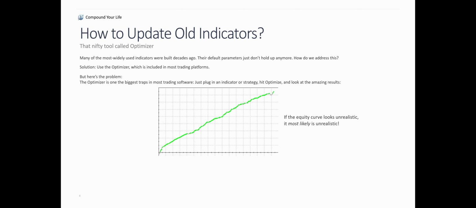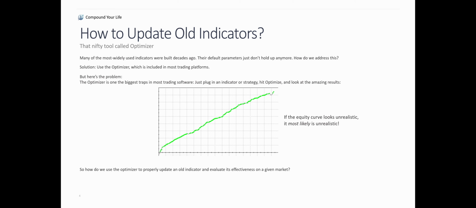And so if the equity curve looks unrealistic, if there aren't drawdowns, if it just looks like this perfect strategy that's almost a straight line from the bottom left all the way to the top right corner, then it's probably unrealistic. Now, you can have linear growth where it's kind of a curve, but if it's just a straight line, that usually does not happen in real life.